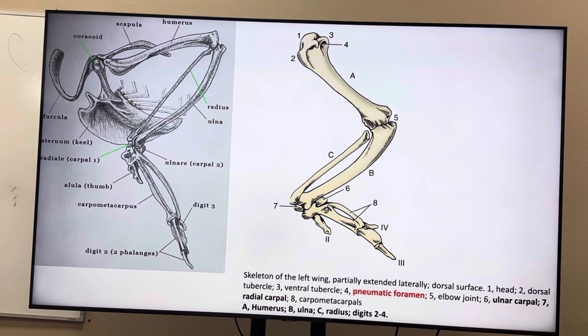In mammals, the ulna and the radius, which one is larger? Radius. Why? It's fatter. Okay. The radius is larger.